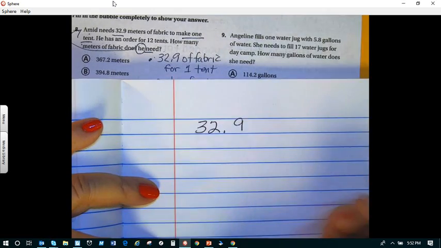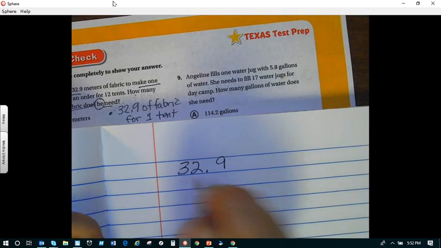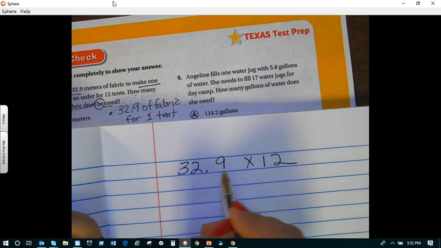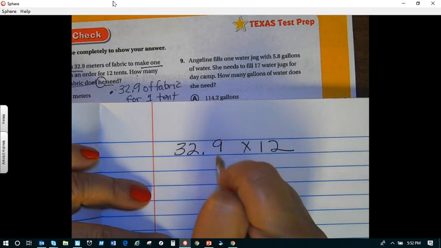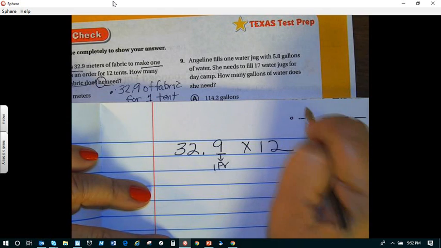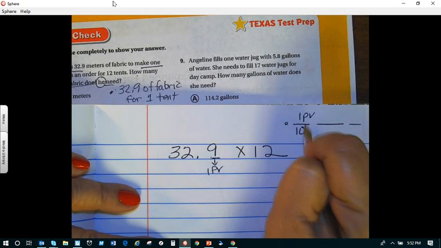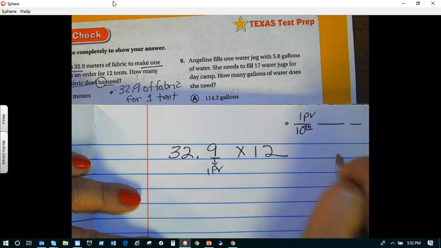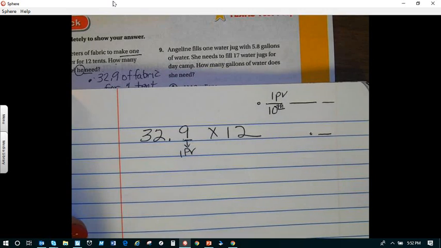So it's 32 and 9/10 times my 12. How many place values do I have here? That's right, I only have one place value. And what did we say on our one place value? If I only have one place value, then the decimal value of my product will be tenths. And so I will be looking for my answer to end in a tenth, to have that decimal value.